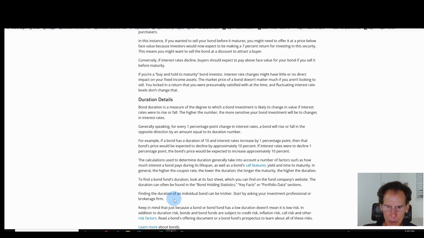Keep in mind that just because a bond or bond fund has a low duration doesn't mean it is low risk. In addition to duration risk, bonds and bond funds are subject to credit risk, inflation risk, call risk, and other risk factors.